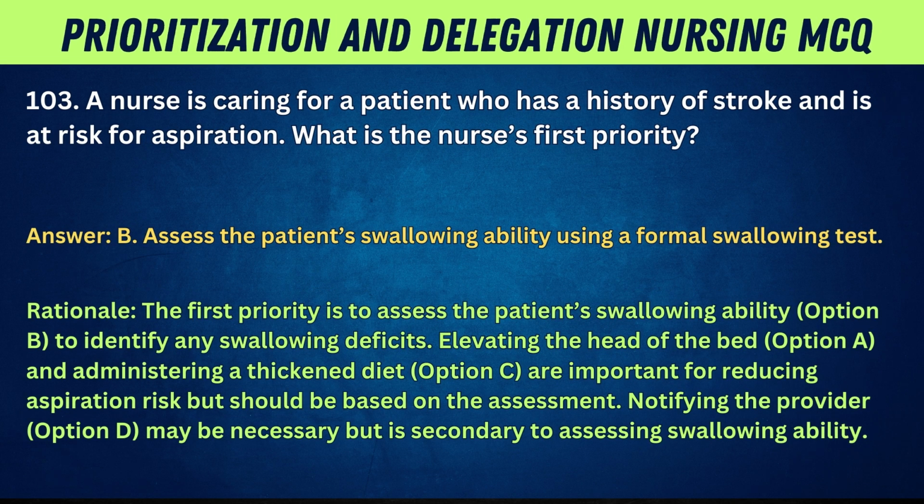Answer: B. Assess the patient's swallowing ability using a formal swallowing test. Rationale: the first priority is to assess the patient's swallowing ability, option B, to identify any swallowing deficits. Elevating the head of the bed, option A, and administering a thickened diet, option C, are important for reducing aspiration risk, but should be based on the assessment. Notifying the provider, option D, may be necessary but is secondary to assessing swallowing ability.